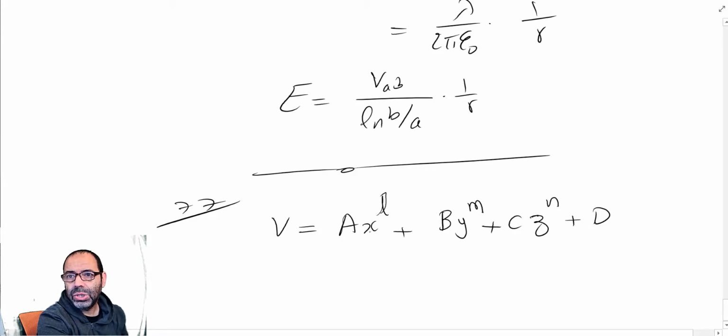A is in the units of volt over meter to the power l, b is in the units of volt over meter to the power m, and c is in the units of volts over meter to the power n, whatever those l, m and n are.